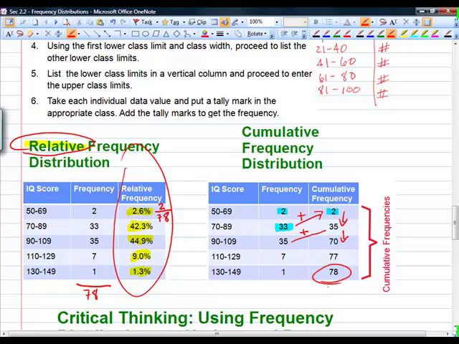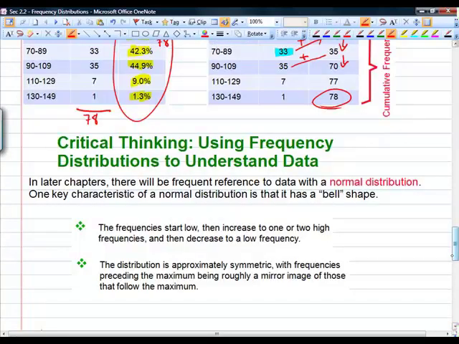We let the values or the totals accumulate in this cumulative frequency. Notice the sounds of the words. Accumulate, cumulative, that's what's happening. Using a frequency distribution to understand the data.